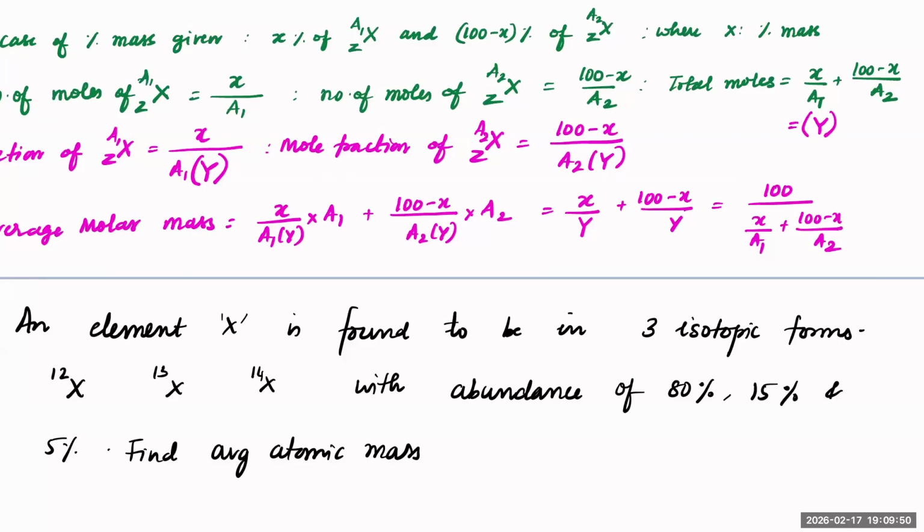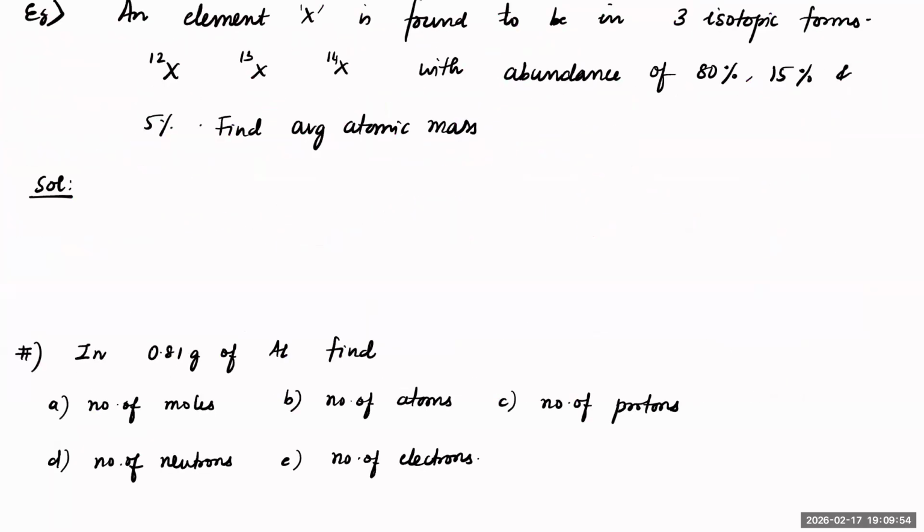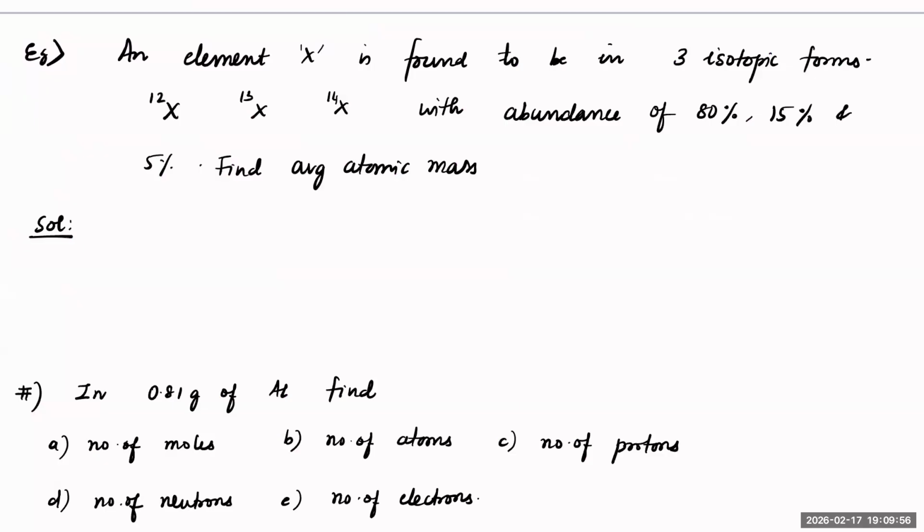Clear, beta? Now, let's see. This is what has been given: an element has three isotopes, with mass numbers 12, 13, 14 and their abundances. See, the minute the abundance is given, always please take it as percentage mole, not percentage mass. So percentage mole wise, it is 80%, 15%, and 5%. What is the average atomic mass? Please calculate.